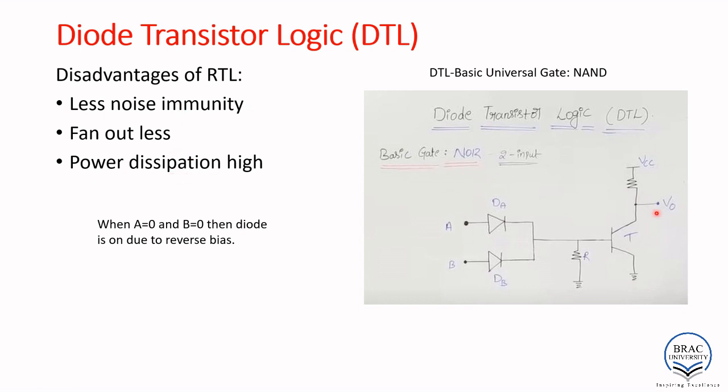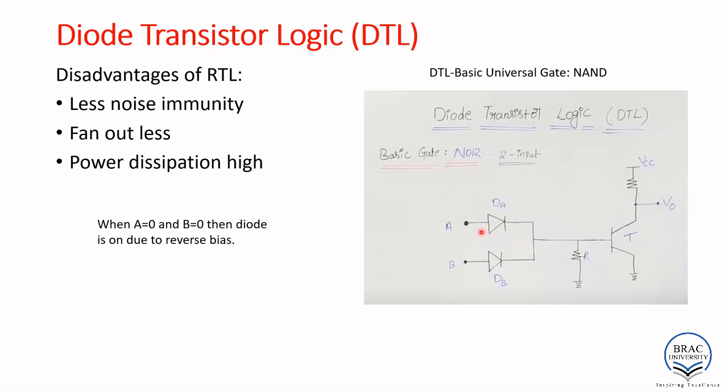This is a typical circuit representation of diode transistor logic, or DTL, and we can implement the basic NOR gate using DTL. This is basically a two input NOR gate. As it is diode transistor logic, we have diodes here and a transistor here. Instead of two diodes, we can input n number of diodes as well. In that case this section will be increased, so there will be n number of diodes.